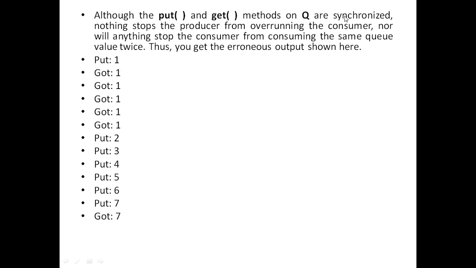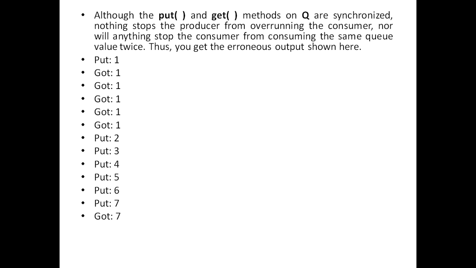Although the put and get methods on the queue are synchronized, nothing stops the producer from overrunning the consumer, nor will anything stop the consumer from consuming the same queue value twice. Now if you see here, first the producer has produced item 1, then the consumer has consumed the same item 5 times, that is got 1, got 1, got 1, got 1, got 1. Then after that, from 2 to 7, again the producer has got the control and it has produced 6 items, and lastly the consumer has consumed the last item.